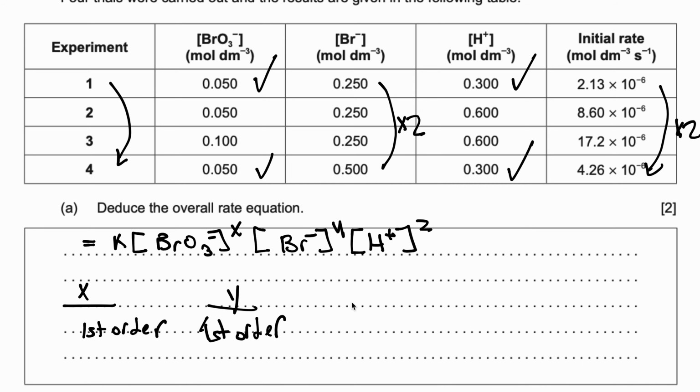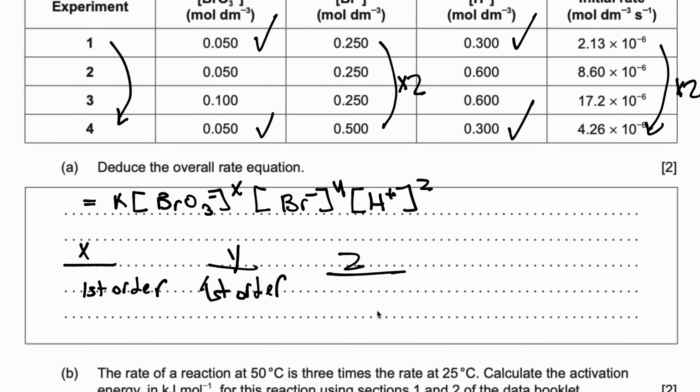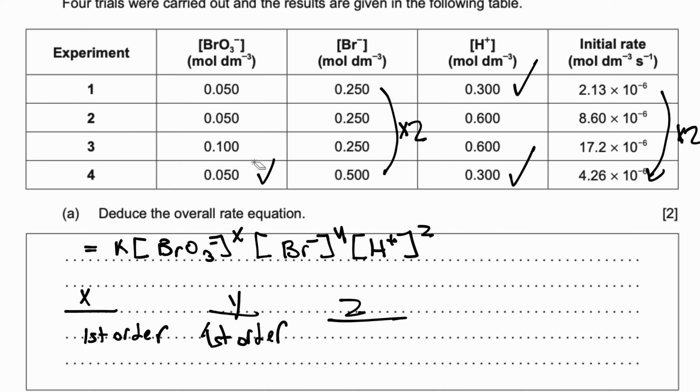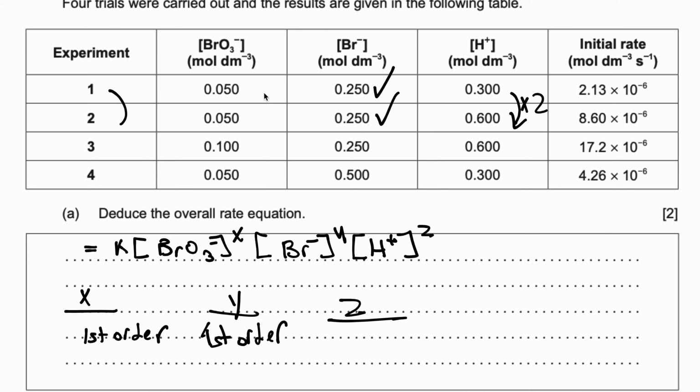And finally, for H plus, Z. Now let me erase all this and let's find out what is the order of H plus, hydrogen ion. Okay, so I want to change my hydrogen ion's concentration by the same amount. So let's, for example, try experiment 1 and 2. What happens? I can see that my H plus is doubled, my Br minus concentration is kept the same, and BrO3 minus is also kept the same, right? The other reactants are kept constant, and the concentration of what I want to measure is changed.